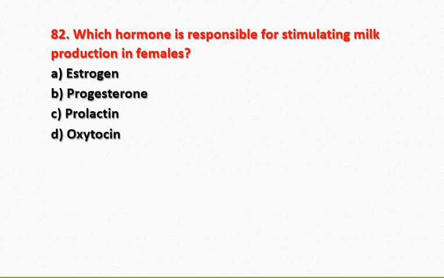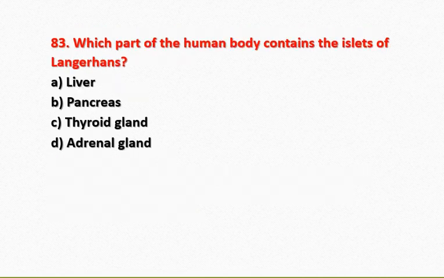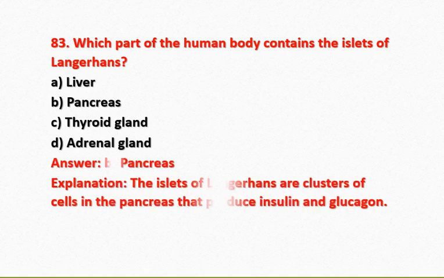Which hormone is responsible for stimulating milk production in females? Correct answer is option C, prolactin. Which part of the human body contains the islets of Langerhans? Correct answer is option B, pancreas.